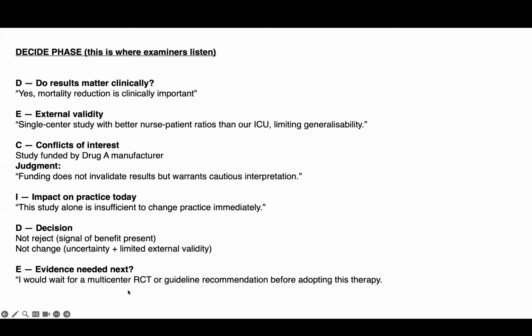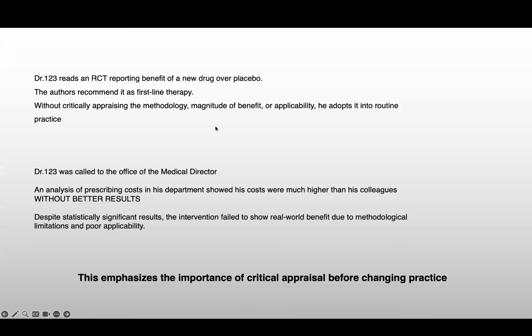So I would wait for a multi-center RCT or guideline recommendations before adapting this therapy. So this is about the decide component. So this is the story I told.